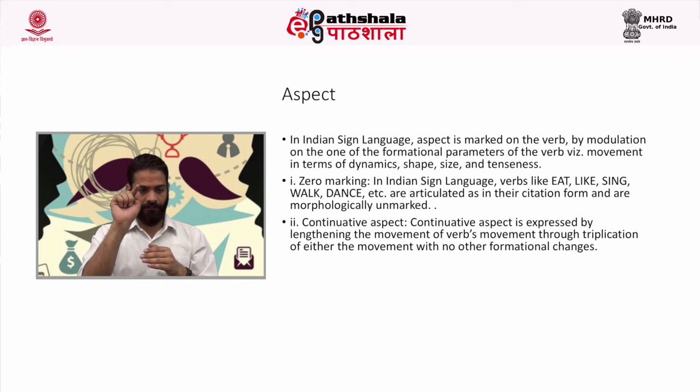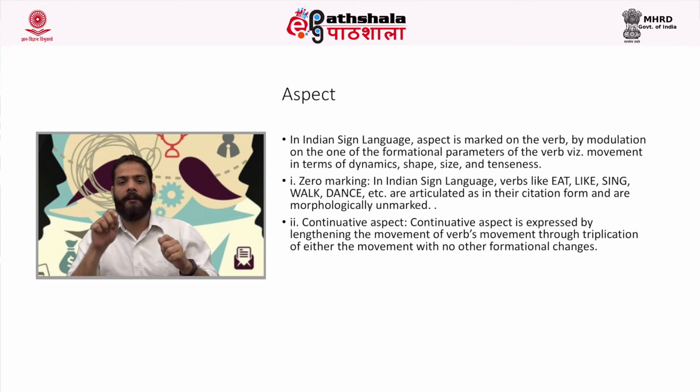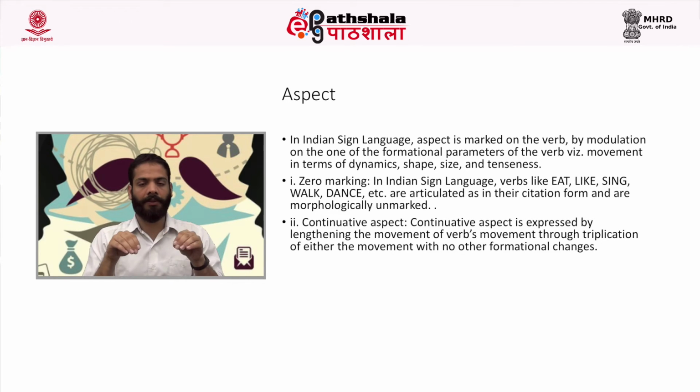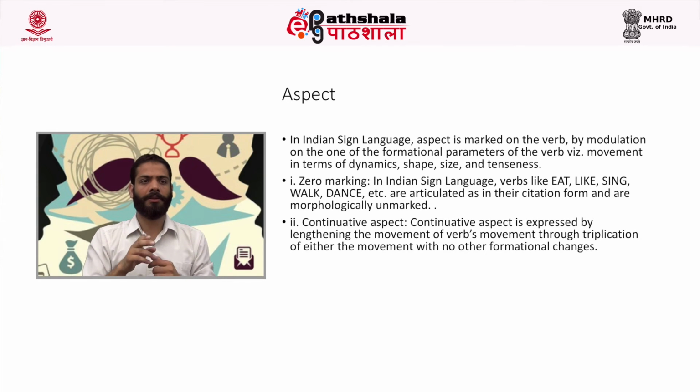The second would be continuative aspect. Continuative aspect is expressed by lengthening of the movement of the verb. So for example, she was crying yesterday. The sign would be she, yesterday, cry, and the cry would be repeated. It can be shown through triplication of the movement.